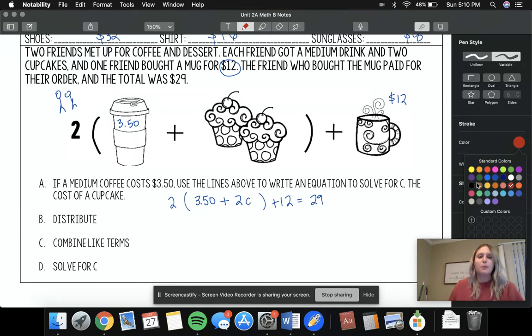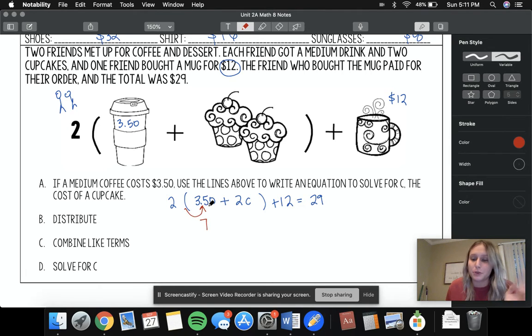But if I were just to problem solve this, if I have 2 people get 2 coffees, each coffee is $3.50, that total would be $7. And what you would do if you just wanted to solve it, 2 times $3.50 would be 7. Okay. Each person got 2 cupcakes. There was 2 of them. So there was a total of 4 cupcakes in the order. Okay. And there was also that mug still.